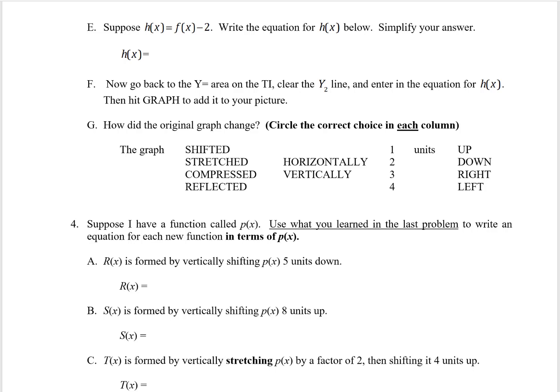Problem 3e. So we have another new function now. H of x is that original f of x function minus 2. Well, the new equation again would be very easy. Just take that original function, x cubed minus 4x, and subtract 2. And we want to see how the picture changes now.